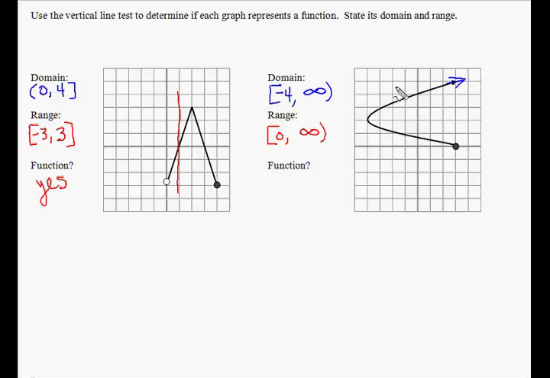This question, whether or not it's a function, asks that if there's anywhere you can draw a vertical line and it will touch the graph more than once, then you say no, it's not a function.